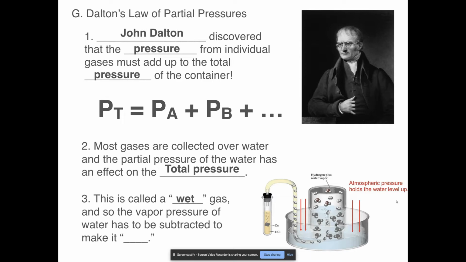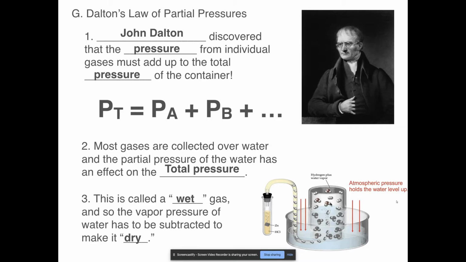Now, most of the time you might think, okay, why is that a big deal? But really what we want is the dry weight of the gas, because I want to know how much hydrogen there is, right? I don't care about the water. I want to know how much hydrogen there would be. So in order to do that, I would have to subtract the vapor pressure of the water from the total. I would take the total pressure and subtract the vapor pressure of water to get how much hydrogen there actually is.